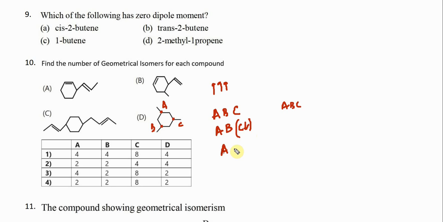Okay. Similarly, A is pointing up, B is pointing down, C is pointing down. That's possible. Okay. Another one is A is pointing down, B is pointing up, C is pointing down. So these are the 4.